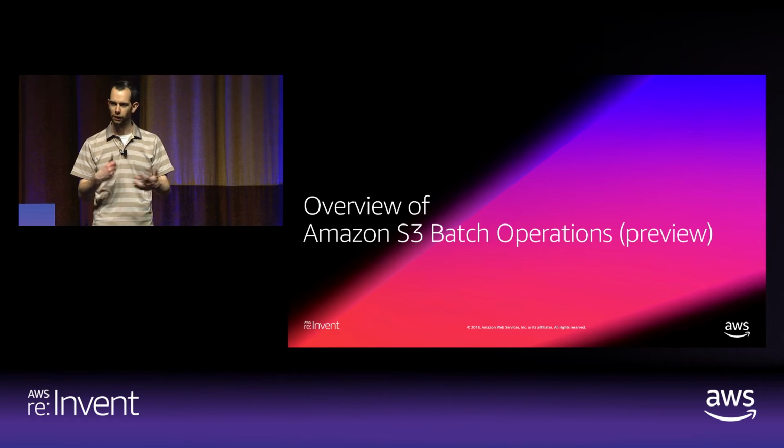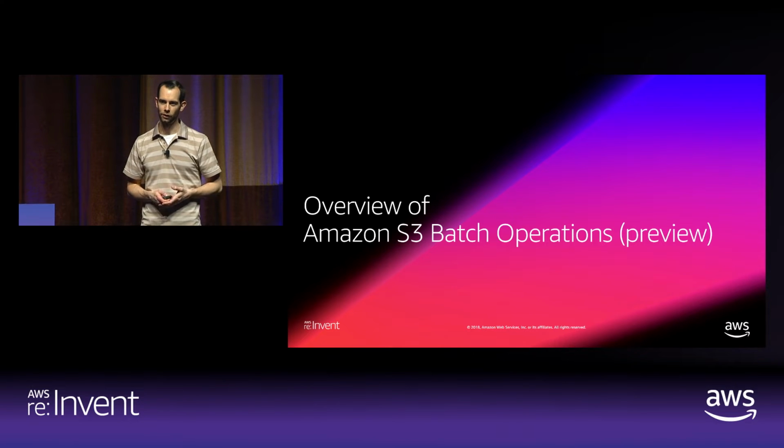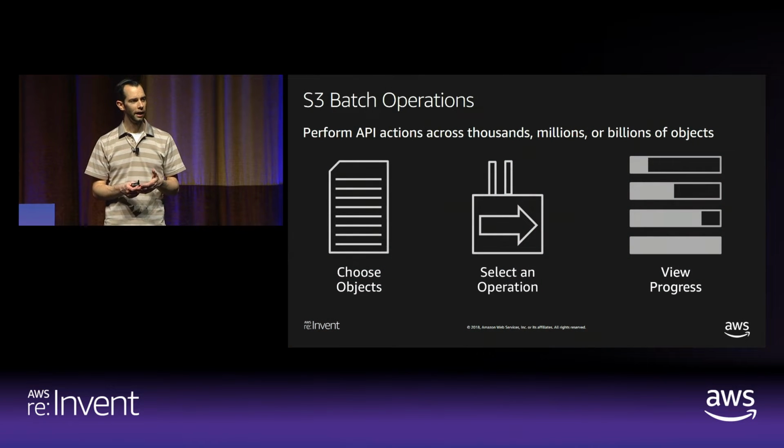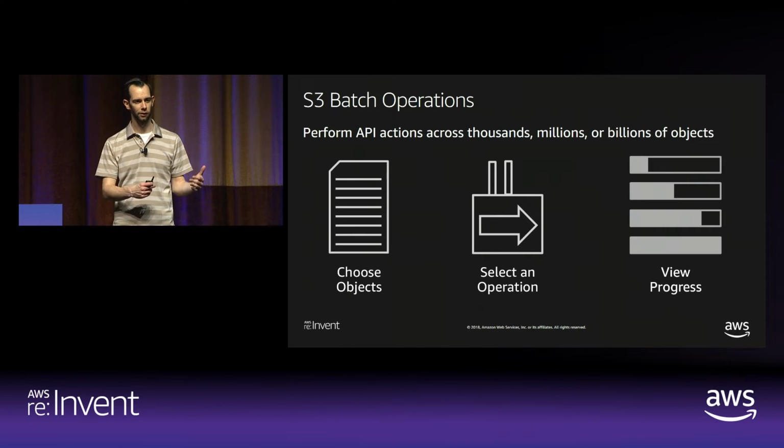And now back to the overall theme of this presentation, S3 batch operations. We'll dive in and start talking about how the feature works, and then we'll get more and more details as we go through. So at the most basic level, this is a feature that is designed to help you do things in bulk on S3.